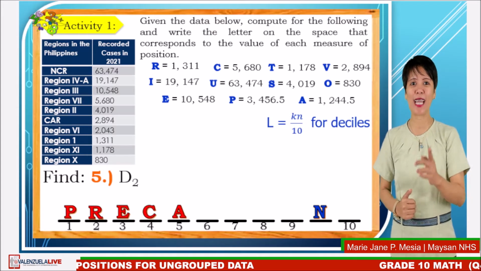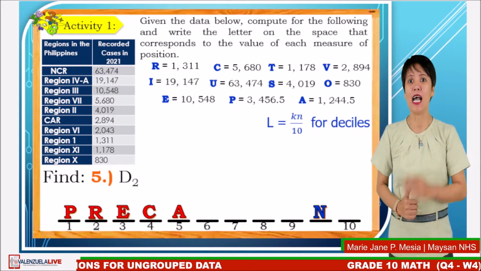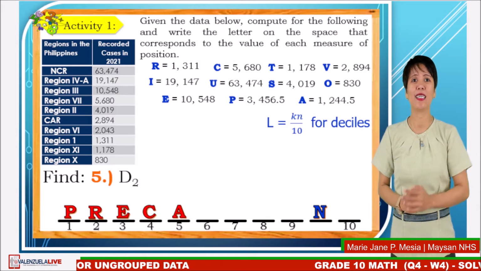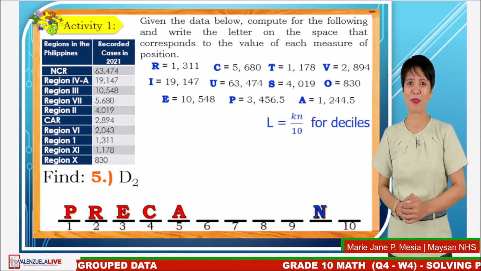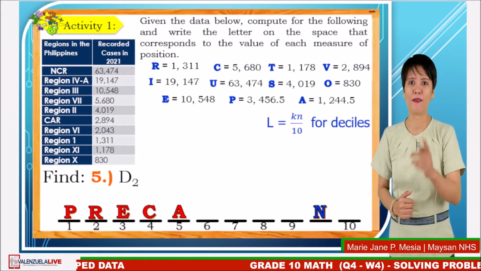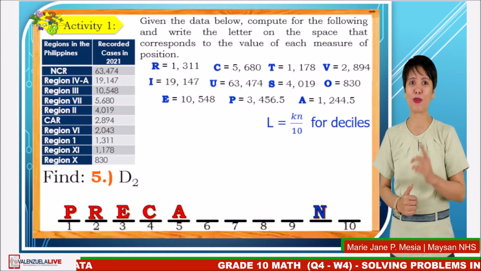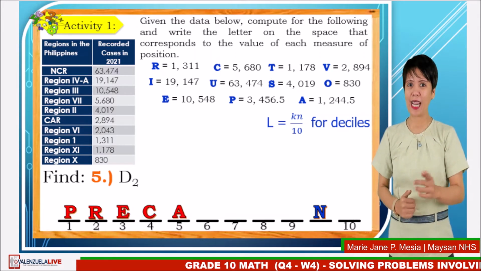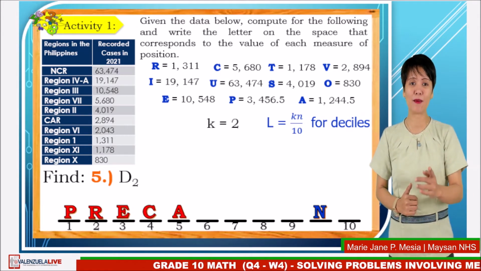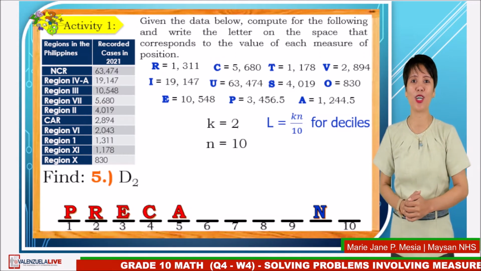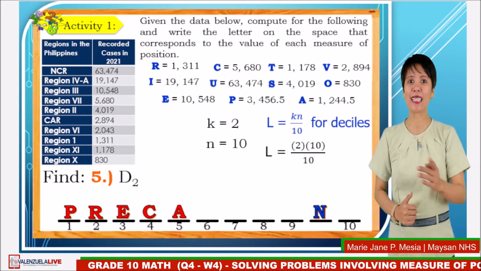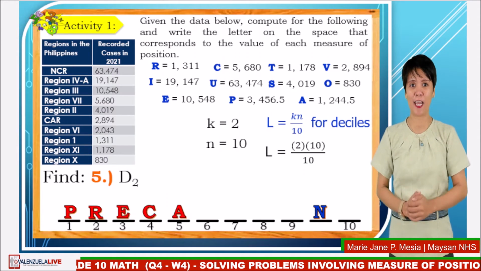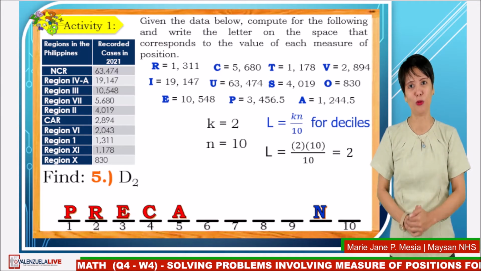L is equal to Kn divided by 10. The denominator to be used in the locator formula is 10, since deciles divide the whole distribution into 10 equal parts, where K is equal to 2, N is equal to 10. By substitution, L is equal to 2 times 10 divided by 10, which is equal to 2.